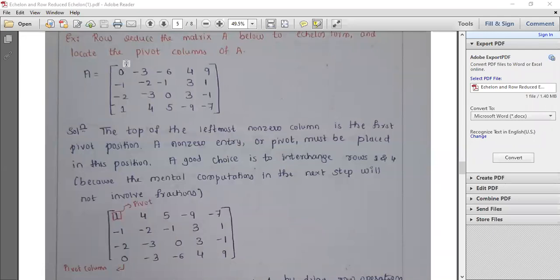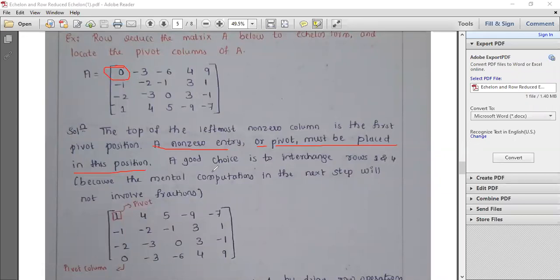Now see, the top of the leftmost number in the column is the first pivot position. This has to be the first pivot position in fact. But in this example, it is 0, and a pivot position has to be a non-zero element, in fact equal to 1. A non-zero entry or a pivot must be placed in this position. It is not good enough that we have 0 in this position.